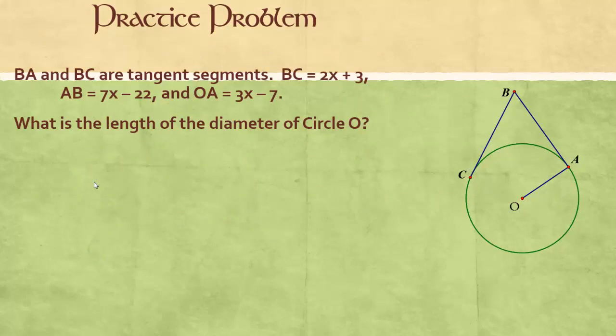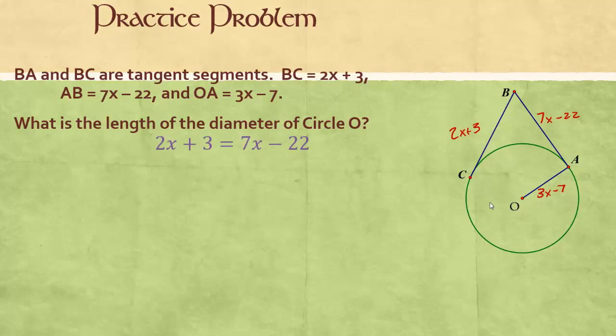Alright, enough of the nonsense. Let's try a practice problem. So we've got segment BA and segment BC are tangent segments, and BC equals 2x plus 3. AB is 7x minus 22. And OA is 3x minus 7. And we want to find the length of the diameter of circle O.